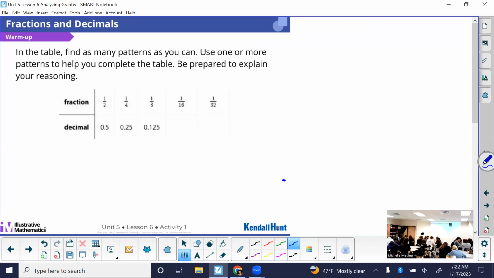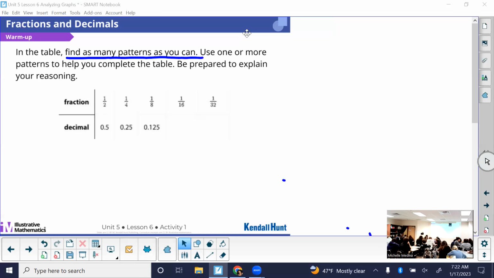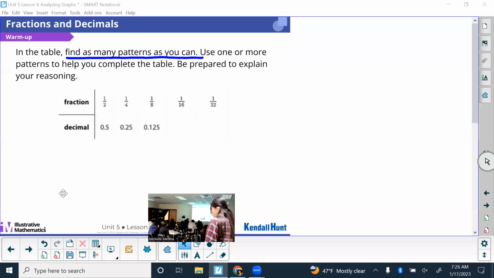Like if you want the directions, I would just put find as many patterns as you can. Right, and then I'll let you. All right, so go ahead and do that. I'll give you some minutes. All right, who can raise their hand and share a pattern that they either found or that they heard? You could steal a pattern that someone else had in their group.